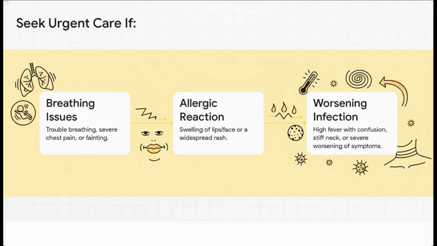Listen, these are absolutely not wait-and-see symptoms. If you're having trouble breathing or you faint, that requires immediate attention. Swelling around your face and lips, or a sudden widespread rash, that could be a severe allergic reaction. And a high fever combined with confusion or a stiff neck can be a sign of a very, very serious infection. If you or someone you know has any of these, you need to seek urgent medical care.